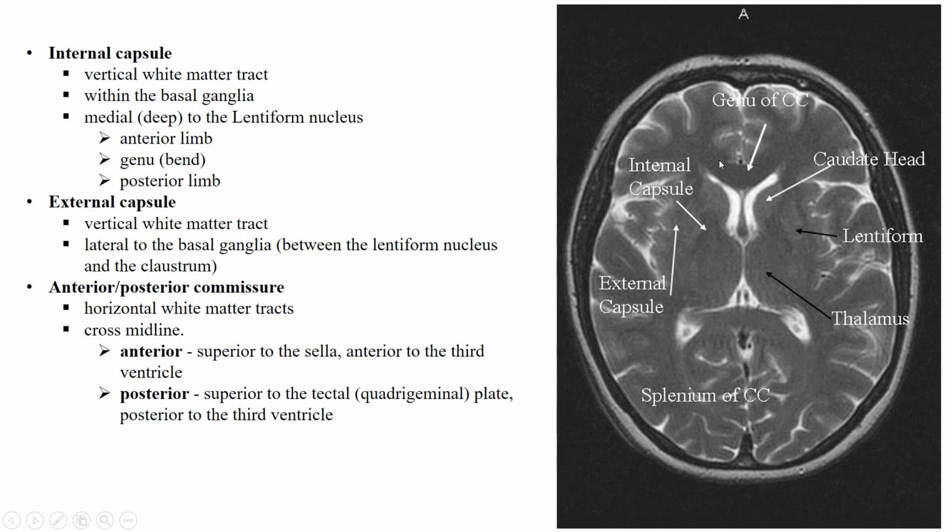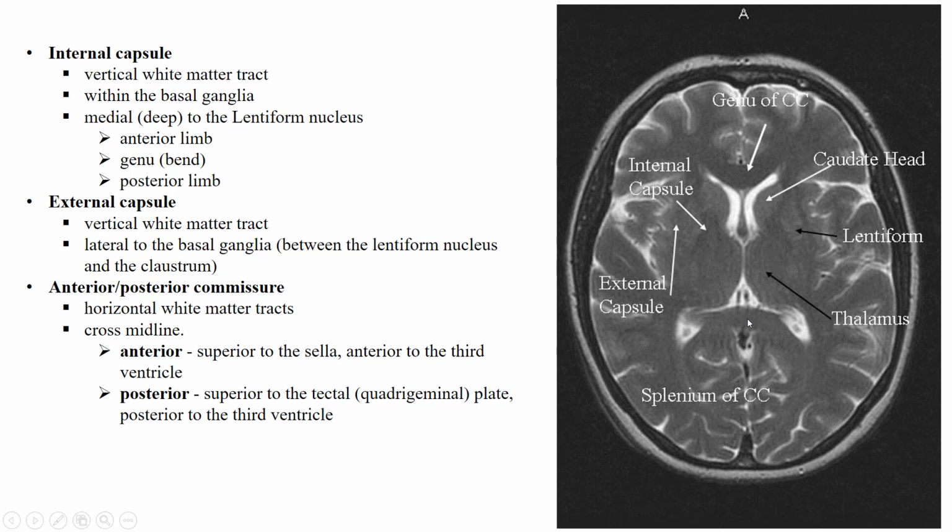You've got the genu of the corpus callosum here. So that is anterior to the frontal horns of the lateral ventricles. And then you have the splenium of the corpus callosum, and it looks like we've lost the arrow on this one, I'm sorry, but this is the splenium of the corpus callosum here. And this is posterior to the third ventricle and between the occipital horns of the lateral ventricles, and that's the splenium of the corpus callosum.